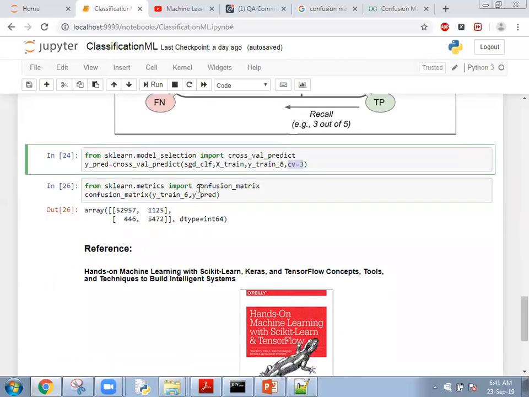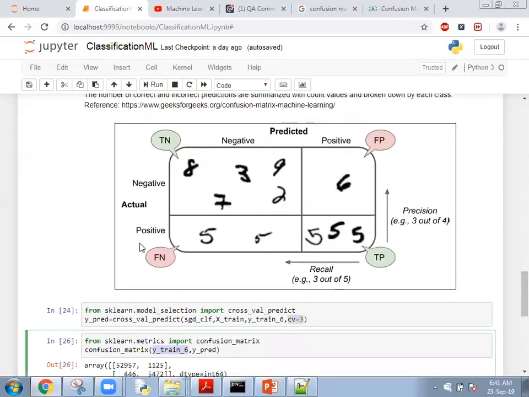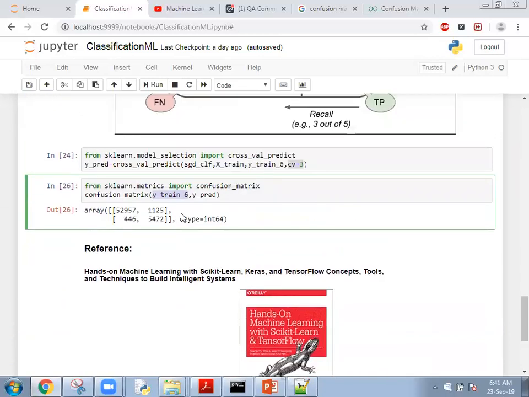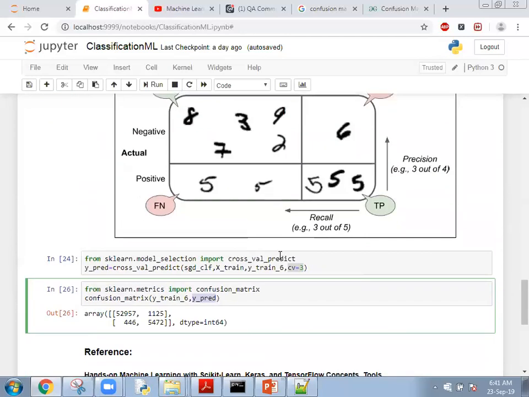Then, to prepare the confusion matrix, we have the metrics module from sklearn. We are importing confusion_matrix and giving y_train. That means this is the training label, the actual values, as you can see in the graph. And after that, we are giving our predictions. So here we have both things: the actual values and the prediction values.